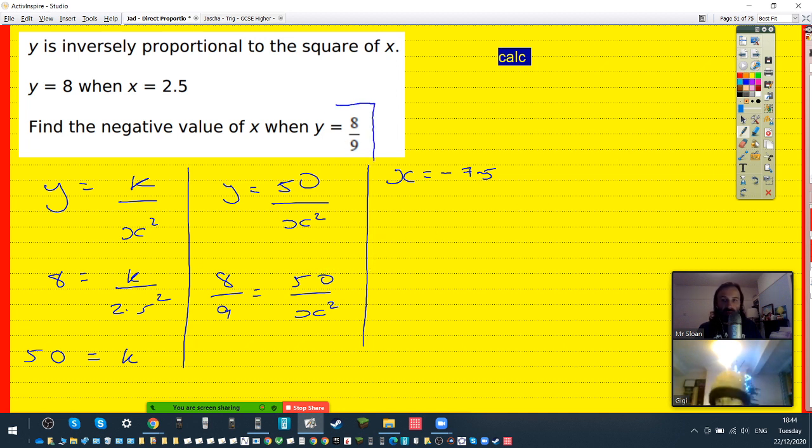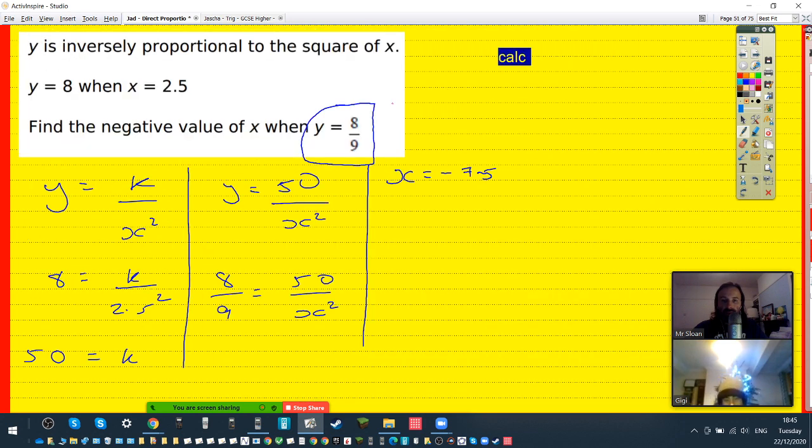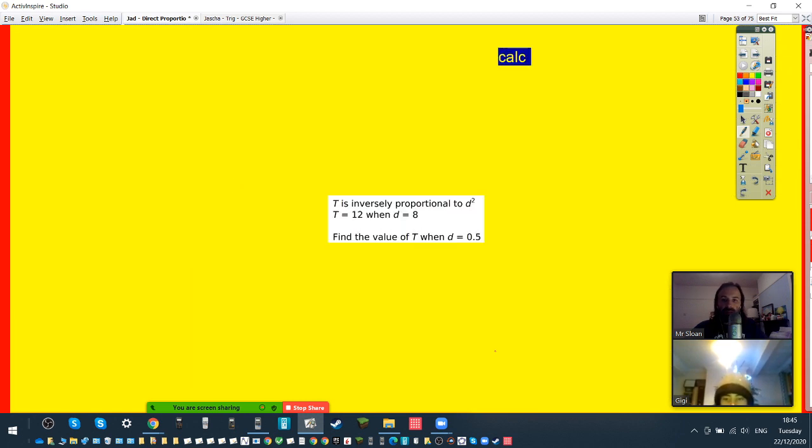So same process. The numbers look a bit weirder, 8 over 9, but it's the same idea. And that matches up with that find the positive value type question. Yep. Any questions with that one? Positive value question. So I'll do that. I always rearrange these after. It's a duplicate. We did this one already.